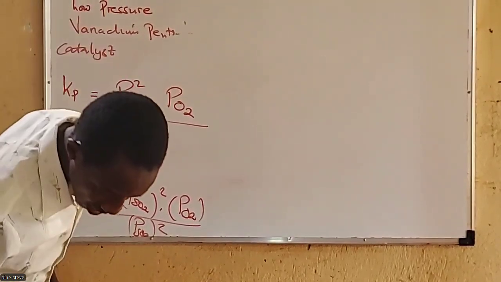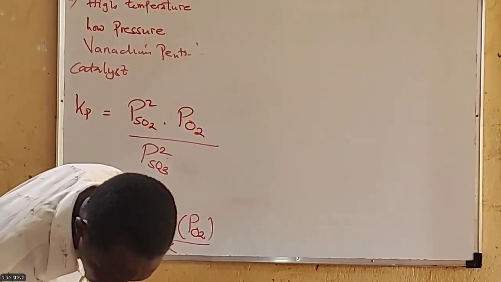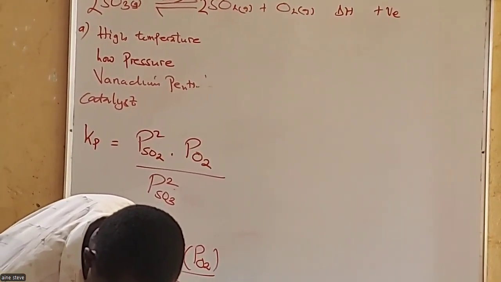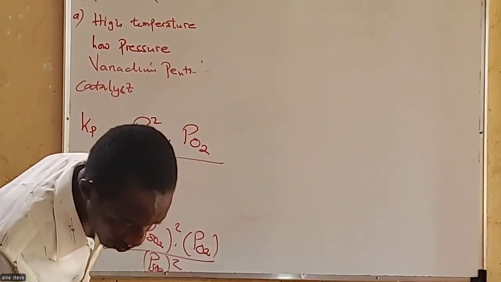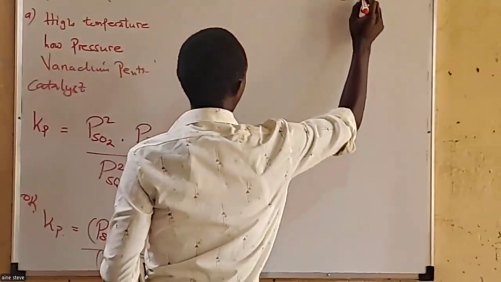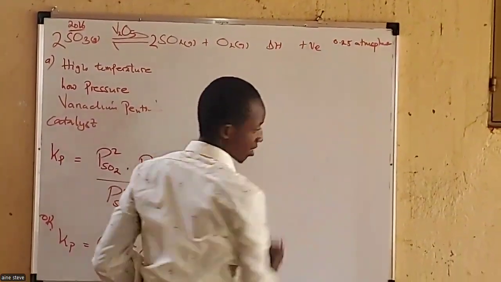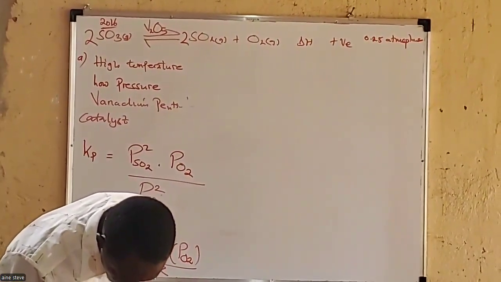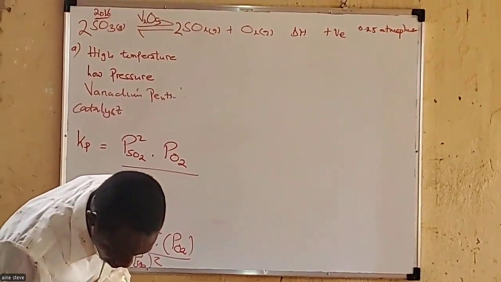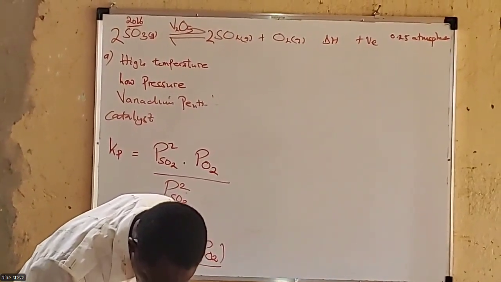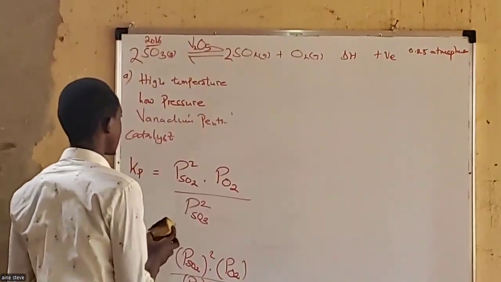And then they're saying when sulfur trioxide was heated in a closed vessel at 270 degrees Celsius and 0.25 atmospheres, okay? 46% of sulfur trioxide was decomposed at equilibrium.